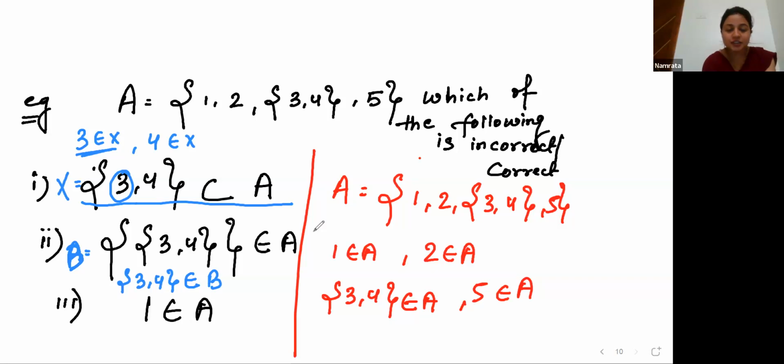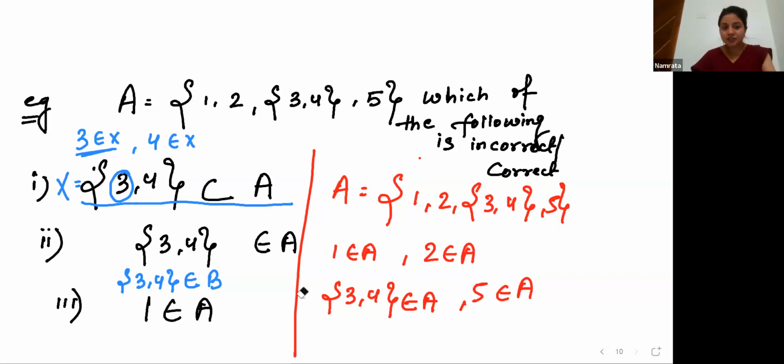Just a second. Let me check whether I have written the question properly or not. Here, instead of this one, if it is like {3, 4} belongs to A, then it's correct, because yes, that is an element of set A, and this statement is correct.